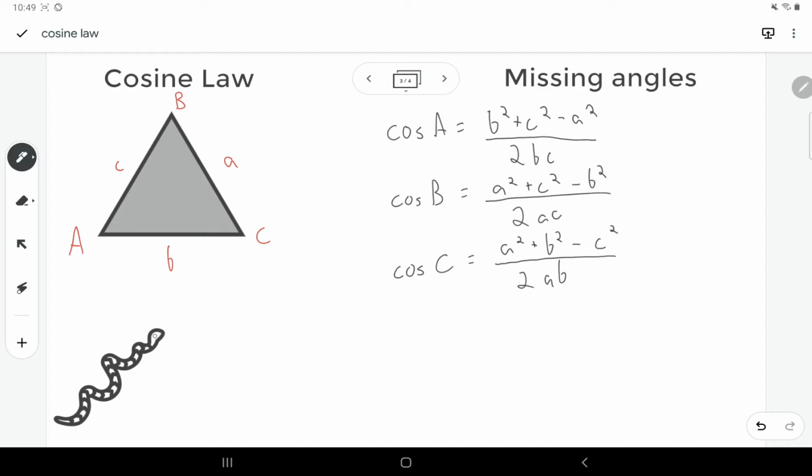You don't really need to memorize all of these, you just need to know how the form works. You get the cosine of the angle you want, then the sum of the squares of the two sides that are not paired with that angle, subtract the square of the side that is paired with that angle, and then divide by 2 times the two sides that are not paired. Which is all well and good, but how do we use it?